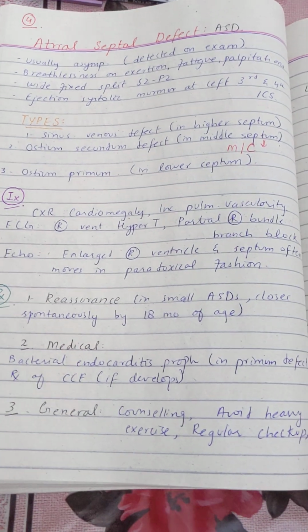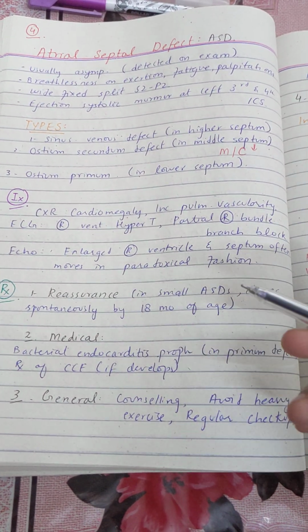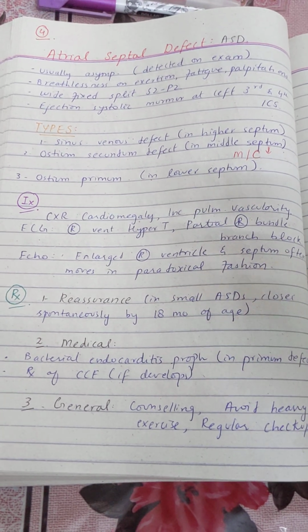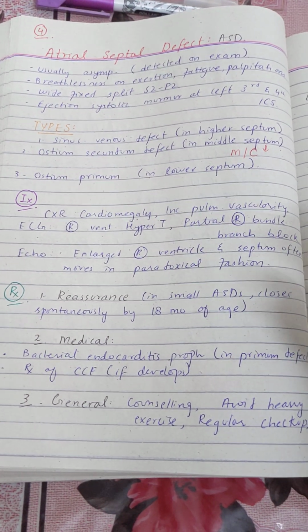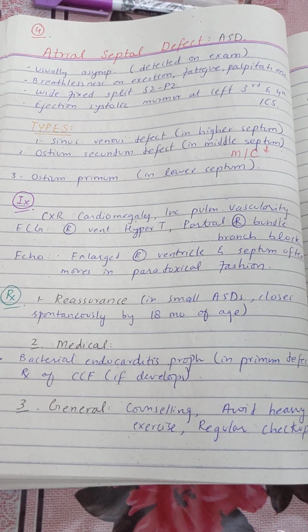So once diagnosed, how will you treat a child with ASD? First of all, there will be reassurance in the case of a small ASD, as it will close spontaneously by 18 months of age. So if it is less than 3 mm, we can reassure the parents that the defect will close spontaneously by 18 months of age.